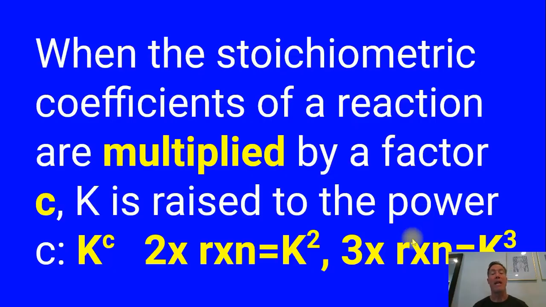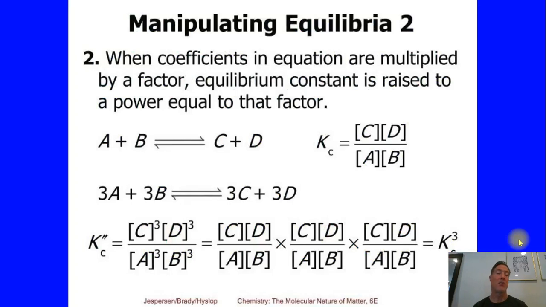What about if we take a reaction and we multiply it? Well, if we multiply by a factor, say, of C, it's going to raise the entire K value by that multiple. So if we double a reaction, we're going to raise the K value to 2. If we triple the reaction, we're going to cube it, and we can see why.